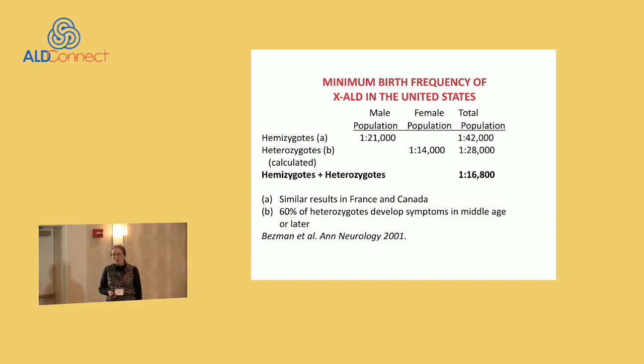So here's the minimum birth frequency of ALD in the United States. This was published back in 2001 by our group. If you look at the male population and the female population, the numbers are somewhat different. However, together, we predicted through family screening that it would be about 1 in 17,000. And similar results were obtained in calculations in France and Canada.